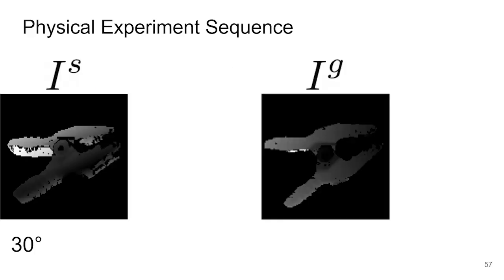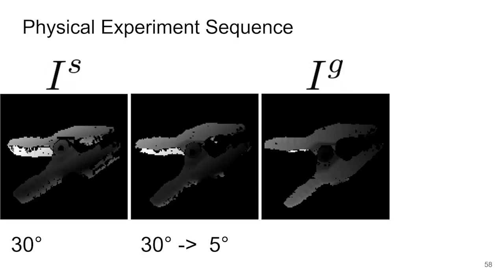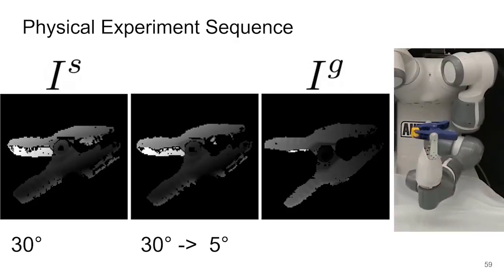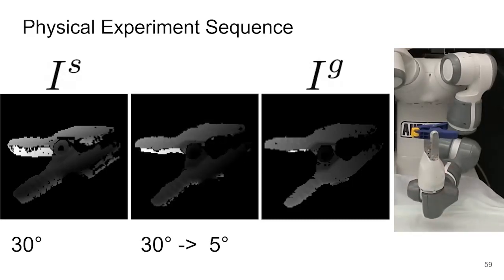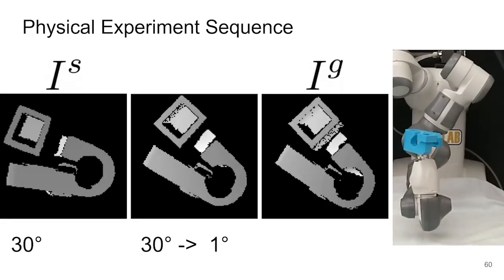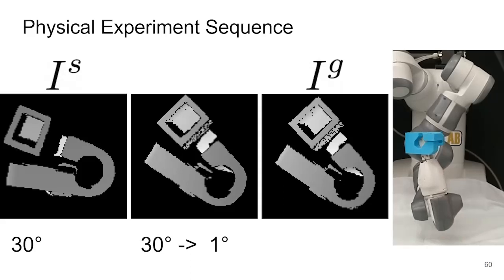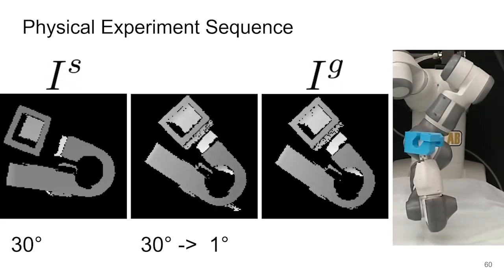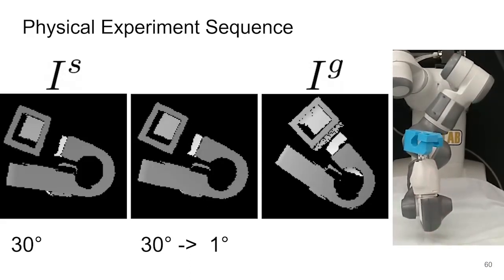Here is an example of one trial with the purple clamp object. We have images of the object in the random start and goal orientation that are 30 degrees apart. We run the controller and observe that it is able to orient the object to within 5 degrees during this trial. We also showed the gripper orienting the object. Here is another example of a trial with the sky blue bar clamp object. In this trial, the error is reduced to within 1 degree.